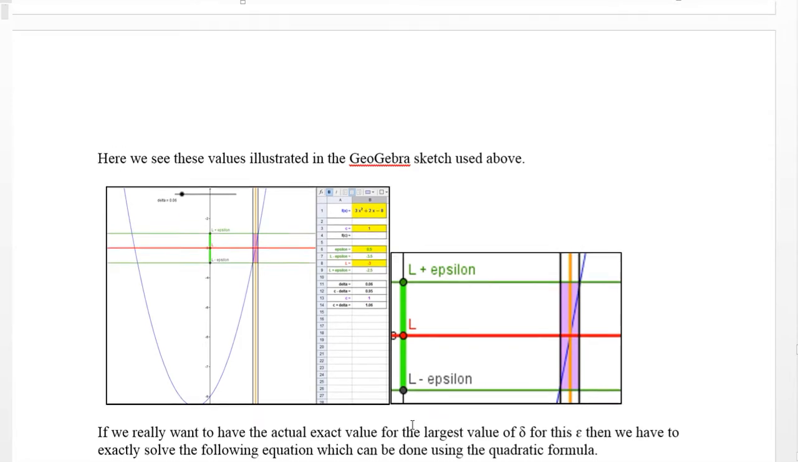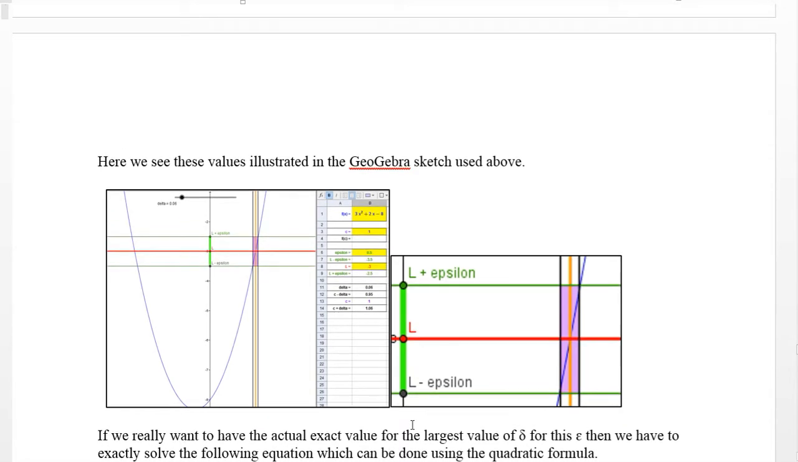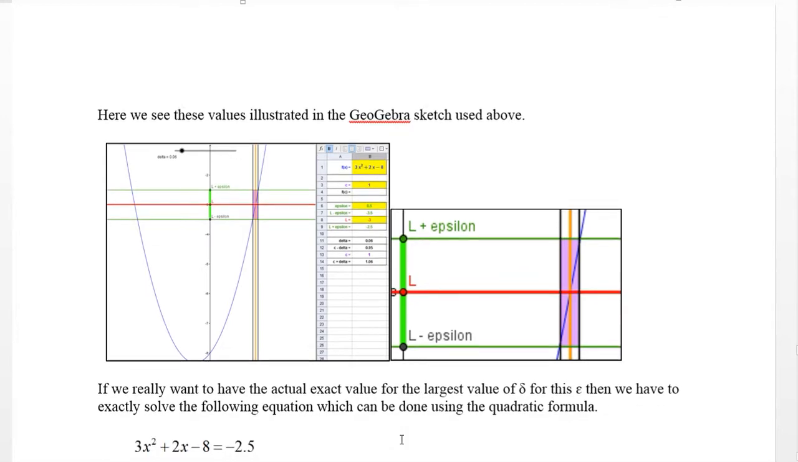Now what is the actual value for this delta? Okay, for this largest delta. We did an approximation of it. What if we needed or wanted the exact value? And since this is a quadratic equation, we actually can solve it exactly.